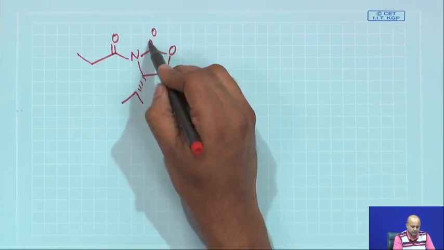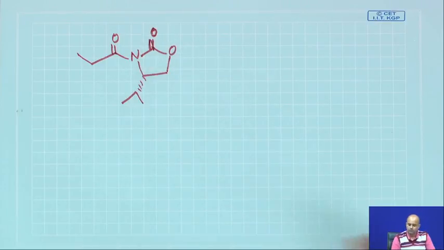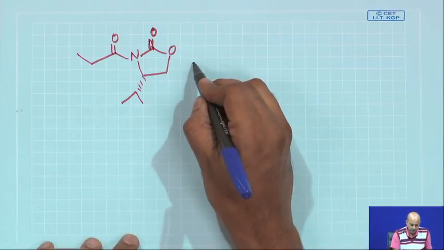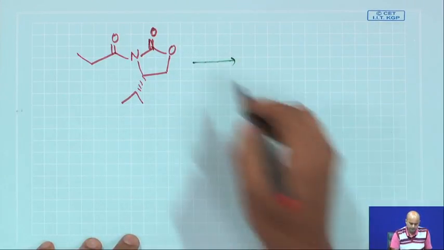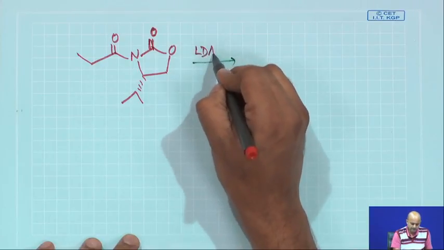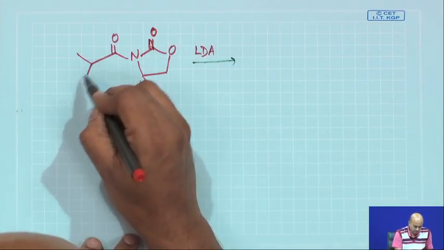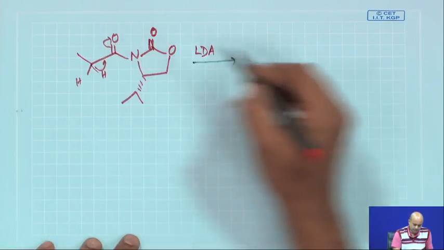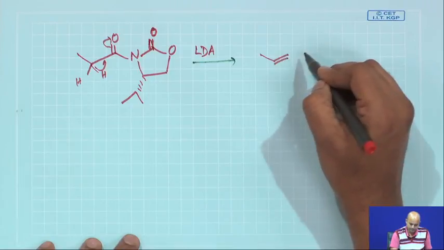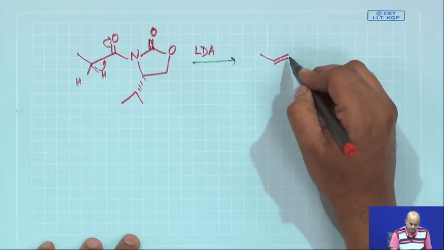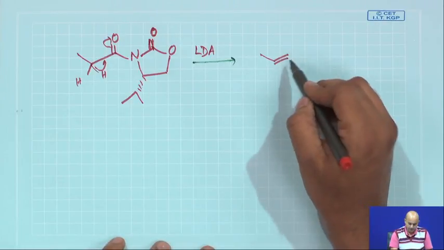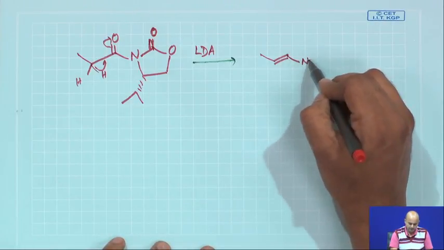Now, the oxazolidinone structure has been very judiciously chosen. It also fulfills certain other criteria. Now, what do I do? You treat with a base like LDA to abstract one of the hydrogens to generate the enolate. So, you will now be generating the enolate.